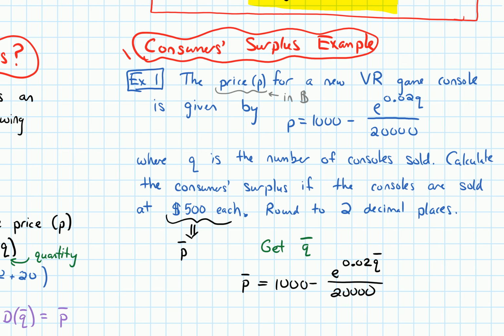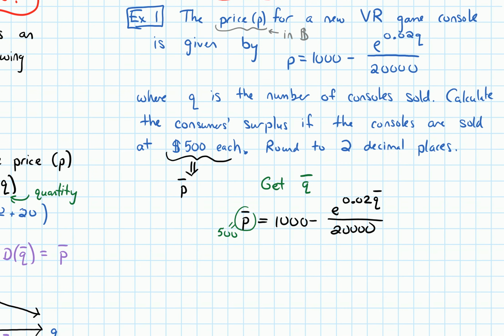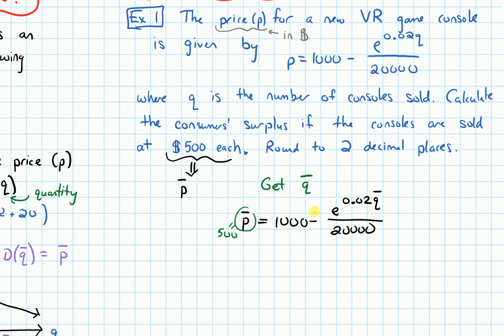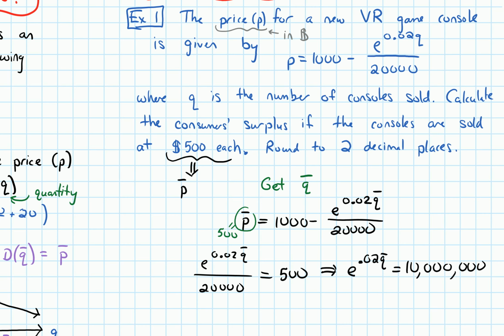I know P bar is 500. So let's rearrange this equation so that we can solve for Q bar. I'm going to move this negative exponential term to the left, so e to the 0.02 Q bar over 20,000. I'm moving it there to make it positive. And let's subtract 500 over to the right. So 1,000 minus 500 is 500. Now I can multiply both sides by 20,000, and we get e to the 0.02 Q bar equals 20,000 times 500, which is 10 million. That's a lot of zeros, so I'm going to include some commas so I can see it better.